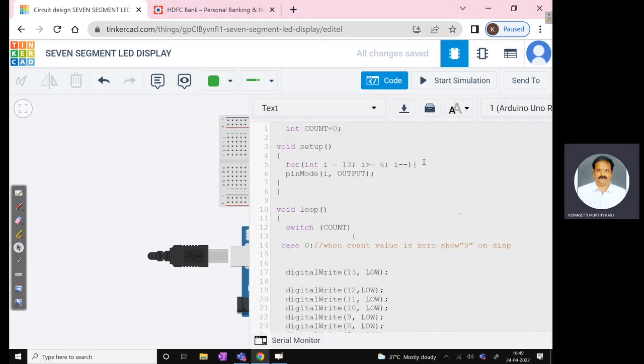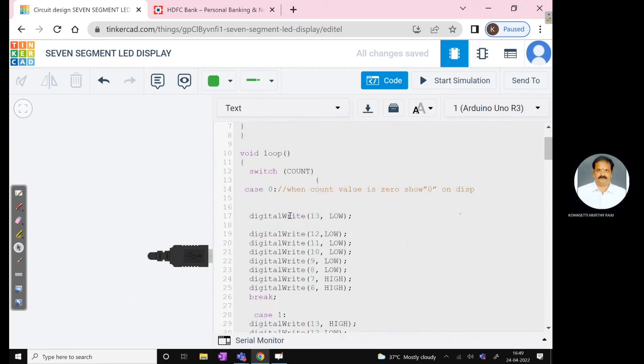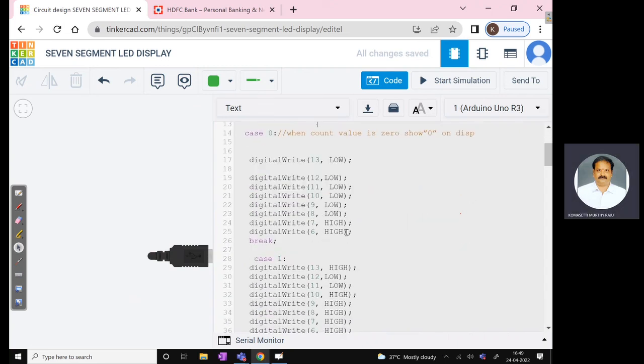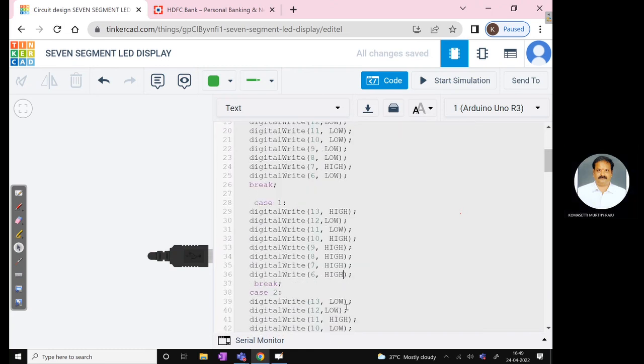Suppose you want to glow this DP point here. Instead of high, that should be low, low for case 0.